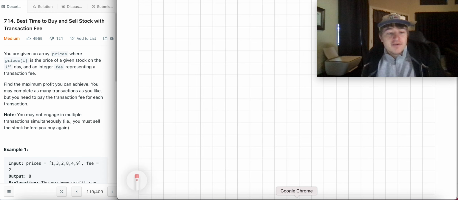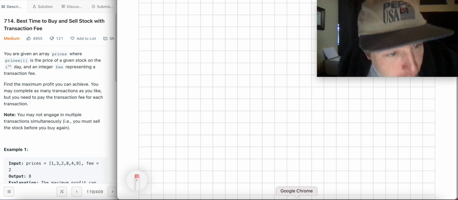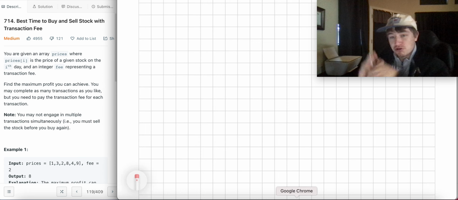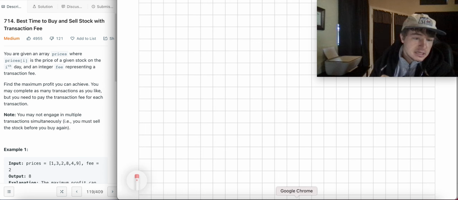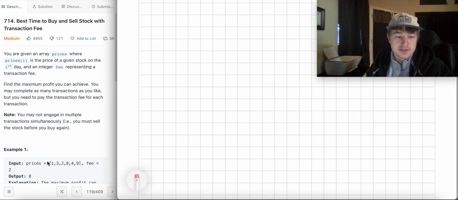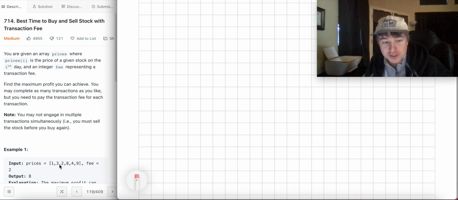Okay, so you're given an array prices, where prices[i] is the price of a given stock on the ith day. So it's just some array. It has integer values, and that integer value is the price of that stock at that corresponding day. In this example, the price of the stock on day 0 was 1. The price on day 1 is 3. The price on day 2 is 2, 8, 4, 9, etc.